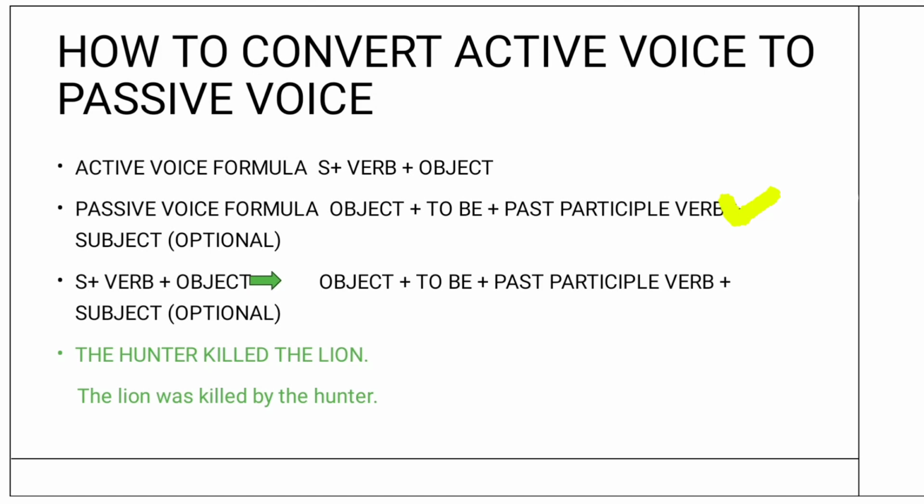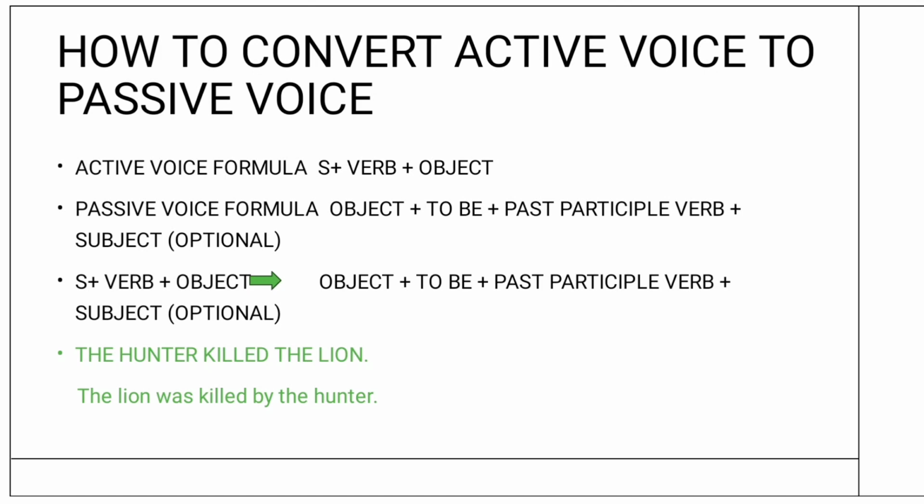Always you have to replace the verb in the active voice formula with the V3 form of the verb. For example, see here it is already placed: killed, that is the V2 form of the verb. Killed is the V2 form, and the V3 form of the verb is also the same. Whatever you get in the verb place in the active voice, V1, V2 or V3, you should write V3 in the passive voice. If you get kill here, you have to write killed, which is in V3 form. Plus this subject will come into the object place.